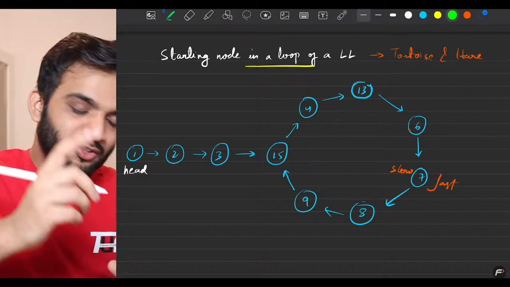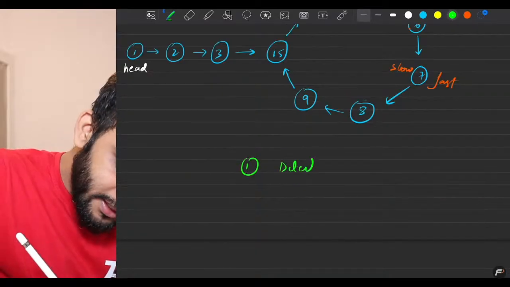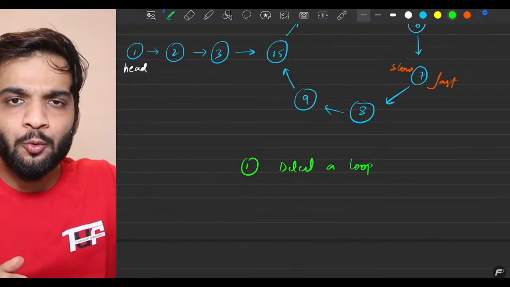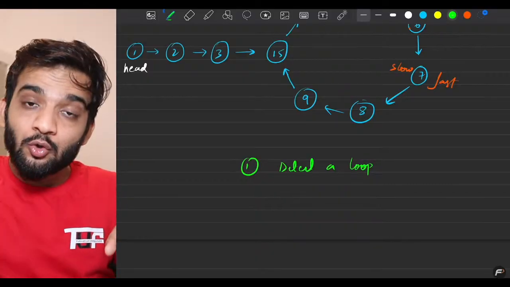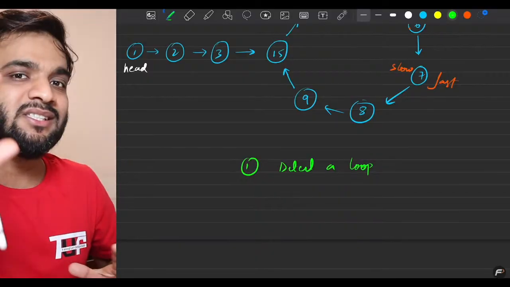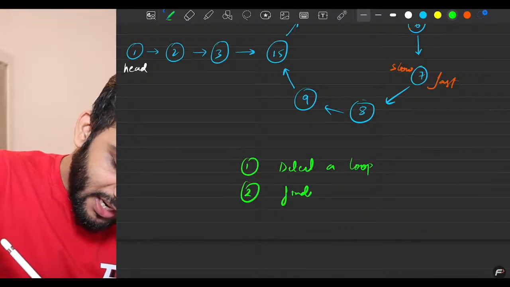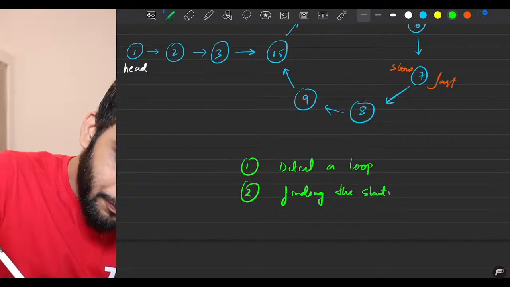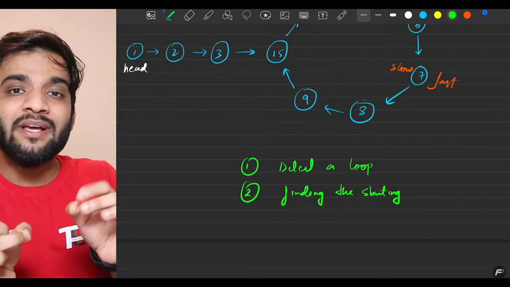So step 1 of the algorithm is detecting a loop. That is very important, because if there is no loop, there is no starting point. First, we have to make sure that there is a loop in that linked list. So that is step 1 of this algorithm. Step 2 is finding the starting point, and this will depend on whether there is a loop. In case there is no loop, there is no starting point.